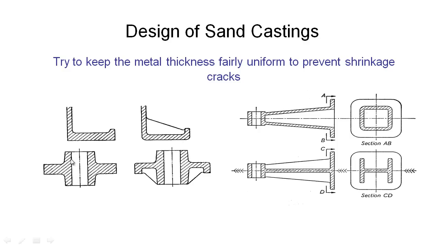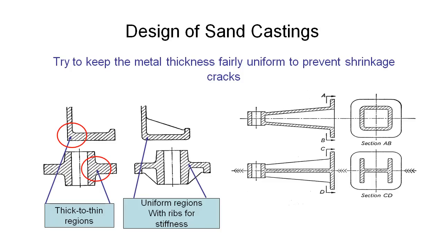We have another example below here, so it's a little bit thinner on these walls than it is on this big boss in the center, and so again we might thin down that section, that flange there, and then add a few webs around the circumference of our part to give us the required stiffness while keeping that thickness relatively constant throughout the part. So we should avoid these thick to thin regions and instead go for uniform thickness all the way through, with the addition of stiffening ribs if we require them.